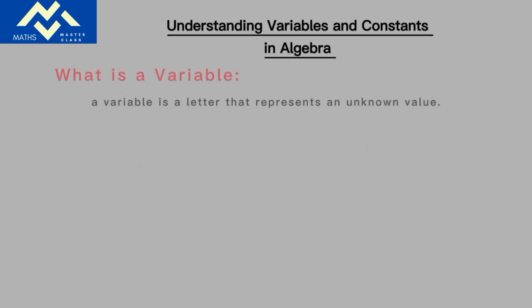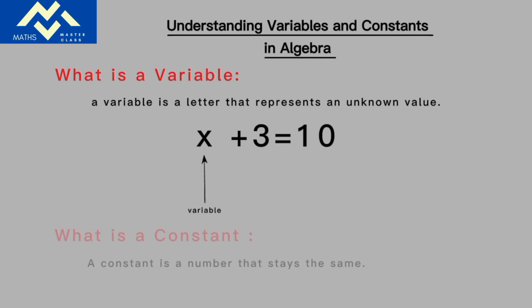In algebra, a variable is a letter that represents an unknown value. It can change, depending on the problem. In our example, X is a variable. A constant is a number that stays the same. In X plus 3 equals 10, the numbers 3 and 10 are constants. They don't change. They're fixed values. So, whenever you see a letter like X, Y, or A, that's a variable, the value we're trying to find.